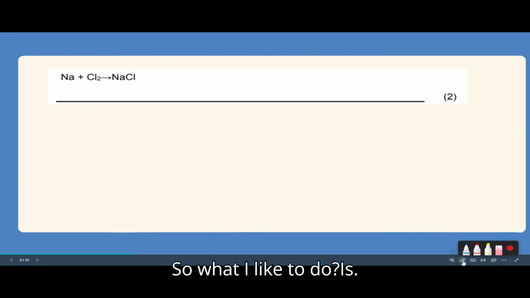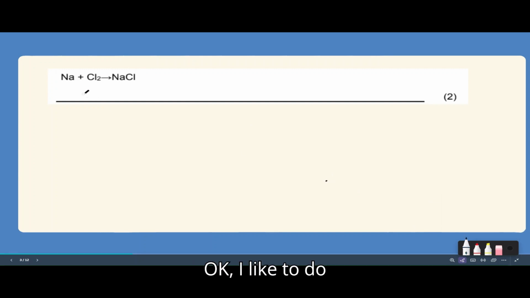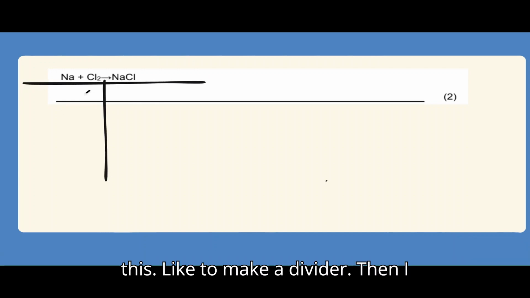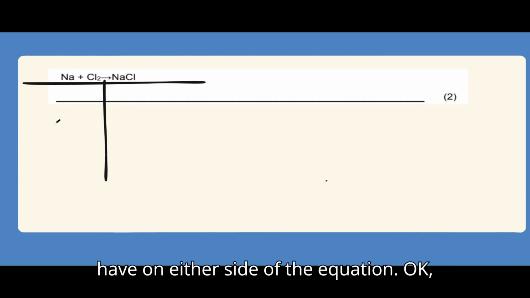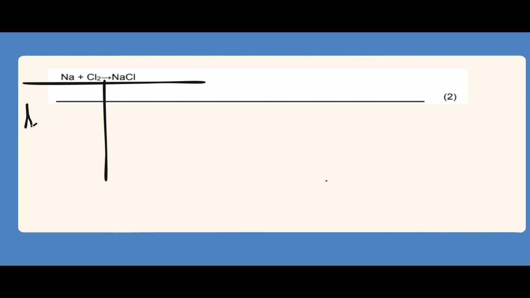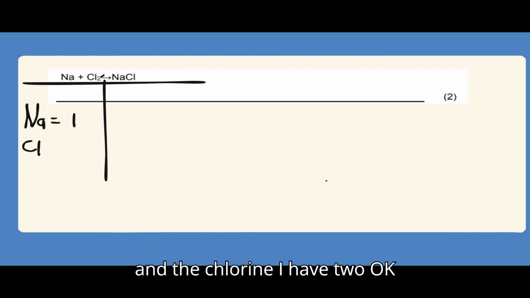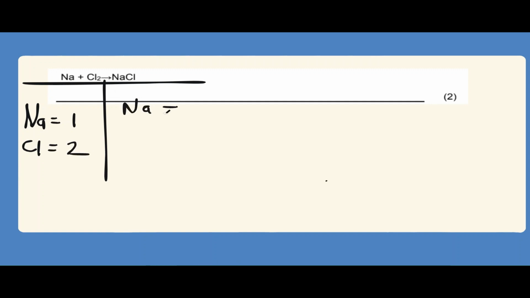What I like to do is make a divider, then I write down each of the particles that I have on either side of the equation. So let's start with sodium. Sodium, I have 1 on this side, and chlorine, I have 2. On this side, I have 1 sodium and 1 chlorine.